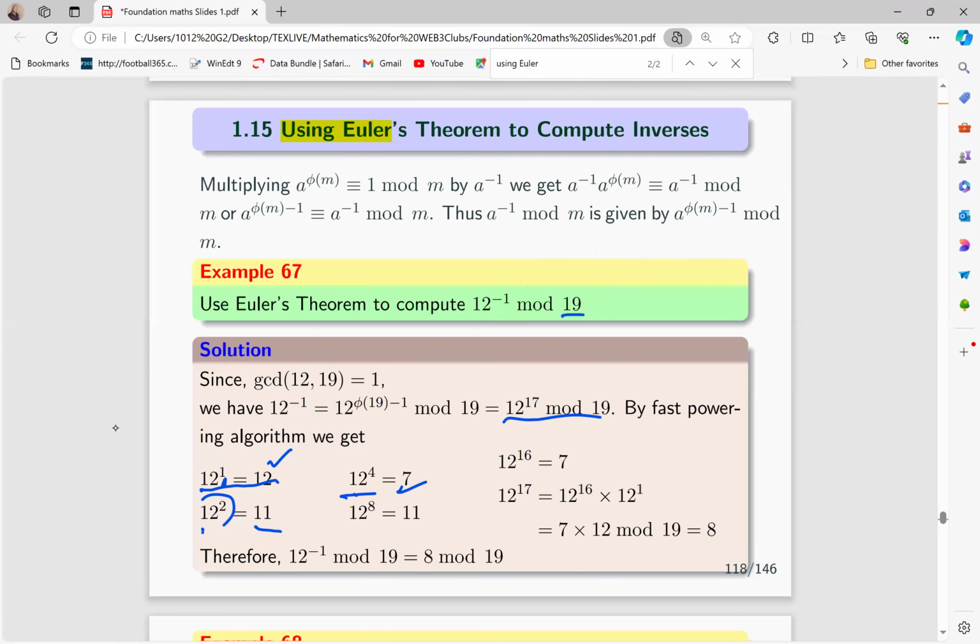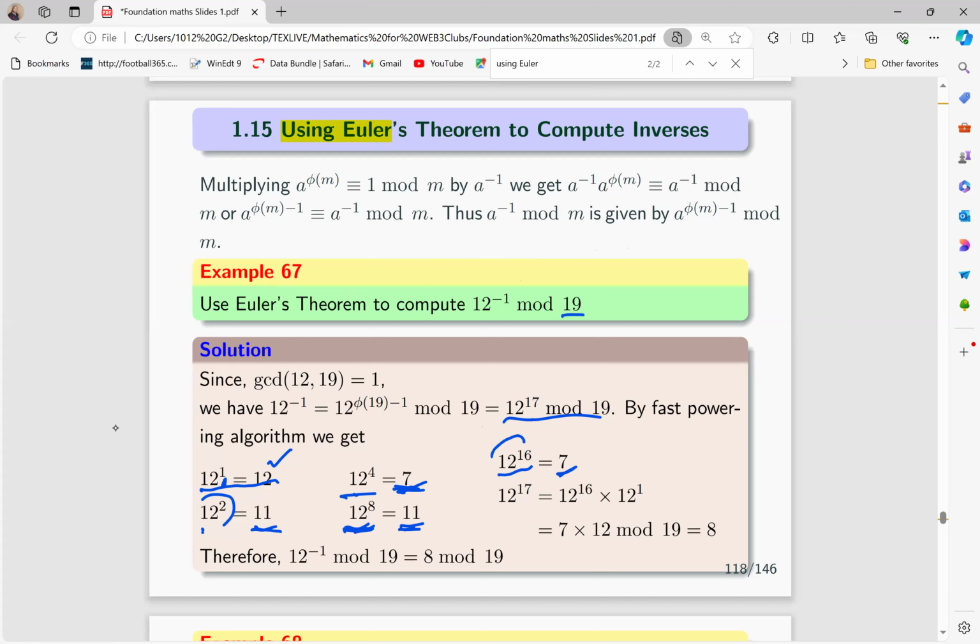Now square this part, and you have 12 raised to 8. What about the other part? We are squaring 7, which is 49. 49 divided by 19 goes 2 times, and the remainder is 11. Now square this part, and you get 12 raised to 16. When we squared 11 some point back, we got 7, so here it is 7.